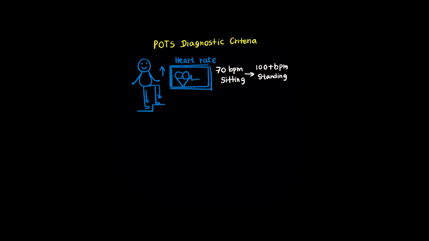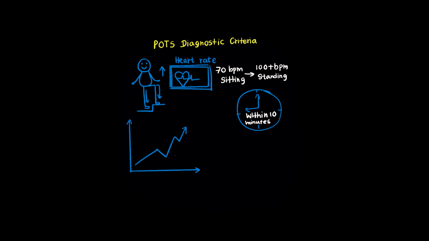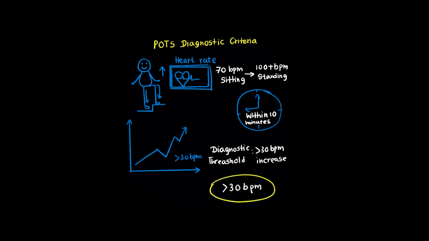The diagnostic criterion is a heart rate increase of more than 30 beats per minute within 10 minutes of standing, without orthostatic hypertension. For example, if sitting heart rate is 70, it must exceed 100 when standing. This excessive tachycardia occurs because the autonomic nervous system overcompensates for the blood pooling. The correct answer is greater than 30 BPM, because this specific threshold distinguishes POTS from normal physiological responses to position change.